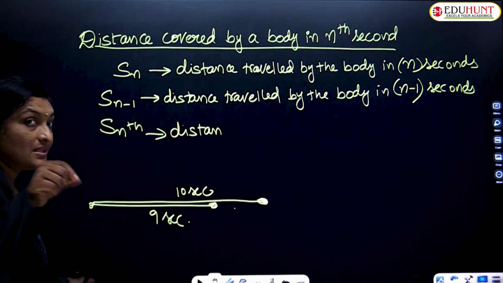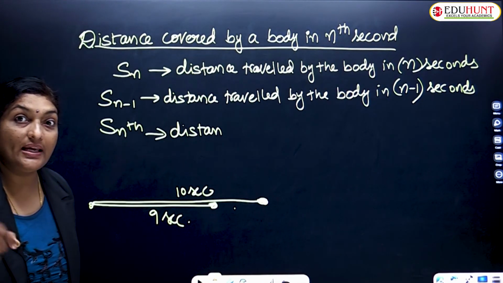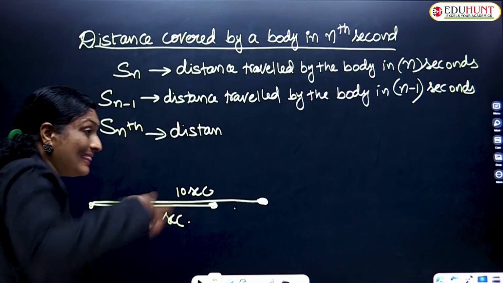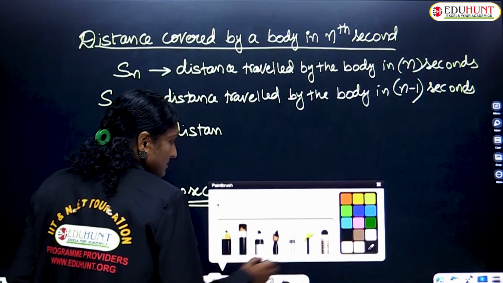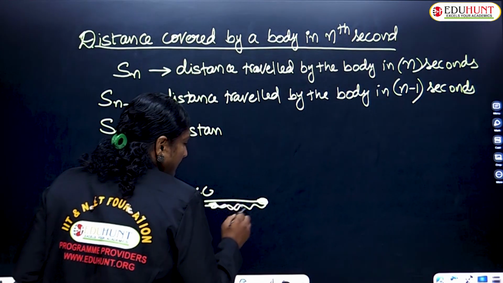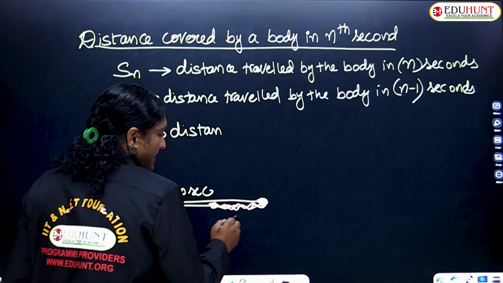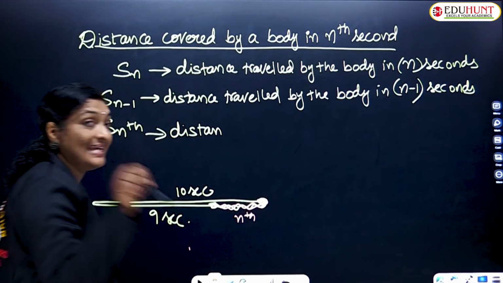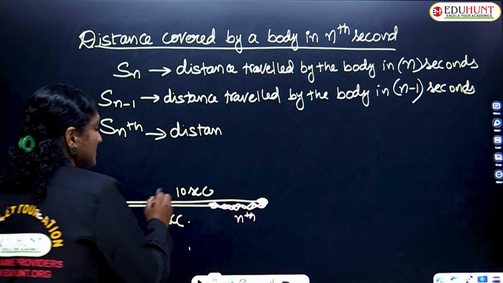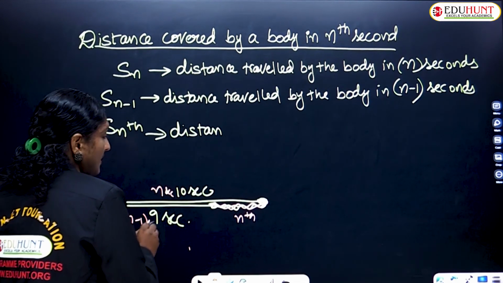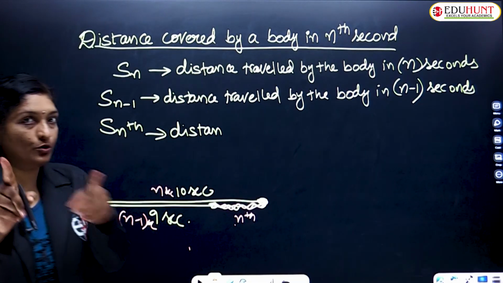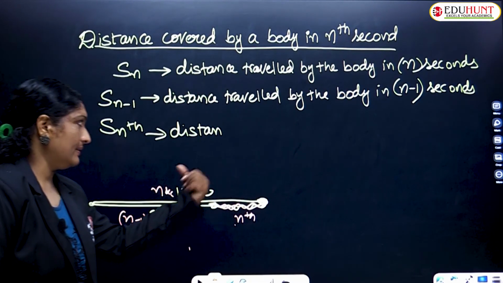Then what is the distance traveled by the body in that nth second? Nth second means this particular second. Okay, so what is that? This particular 1 second, whatever the distance traveled, is taken as the nth second, children. This is n seconds, this is n minus 1 seconds, but this is the nth second. That you need to understand, that particular time.